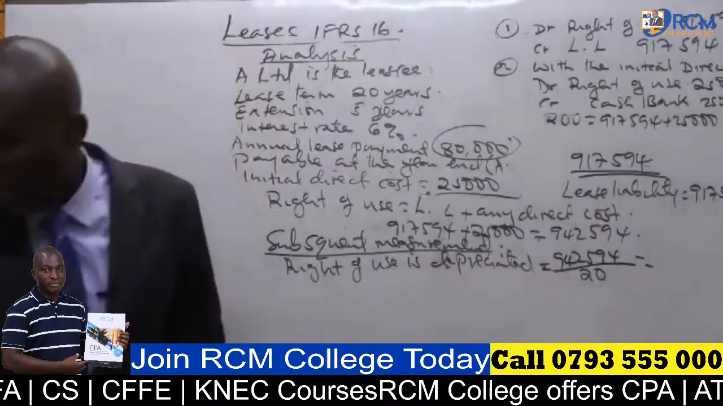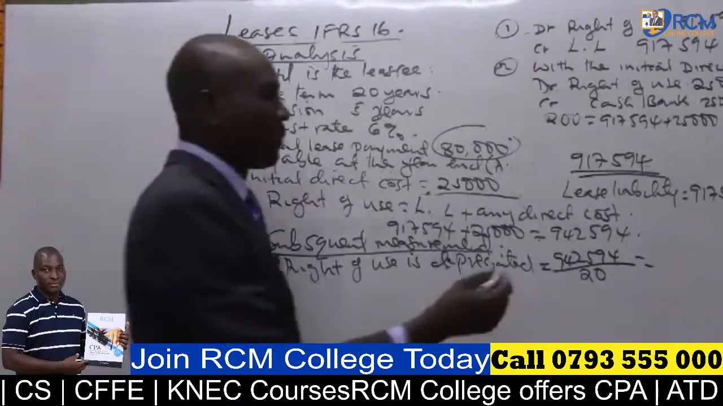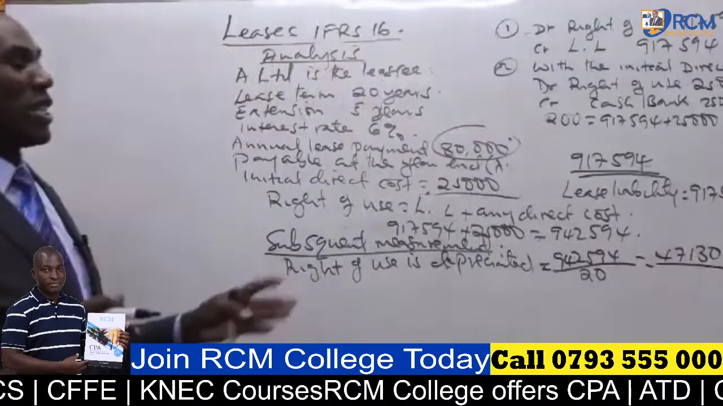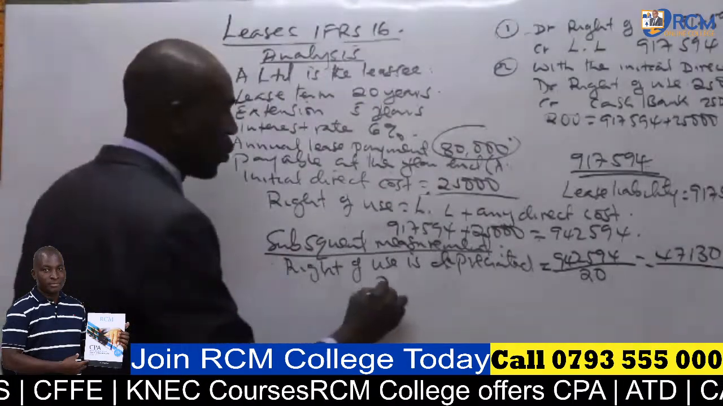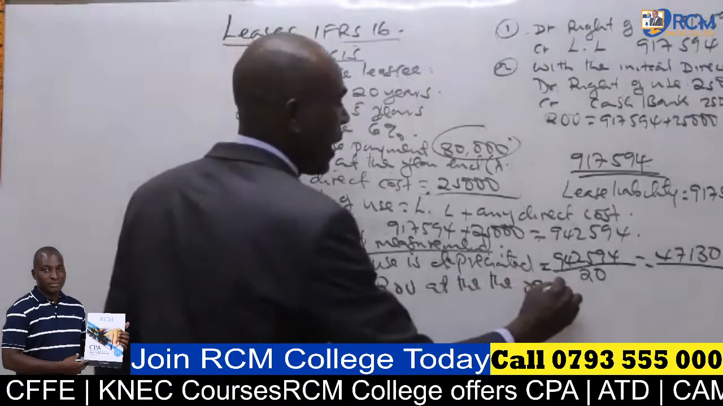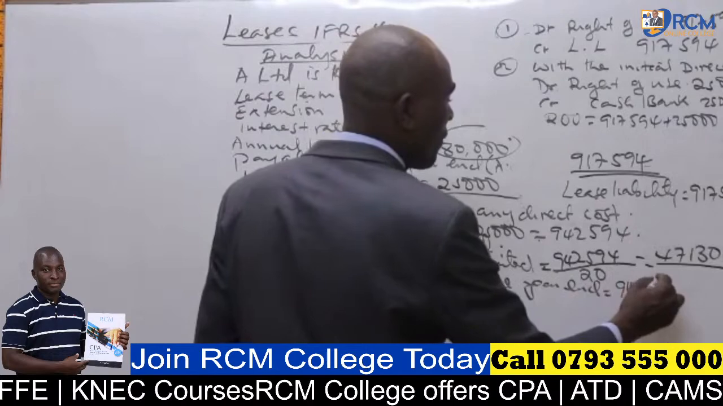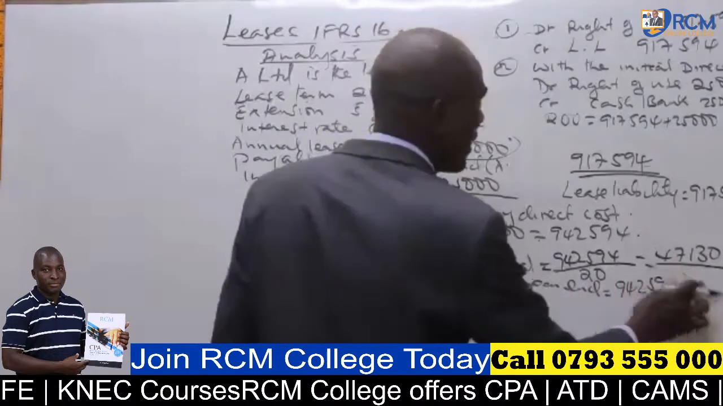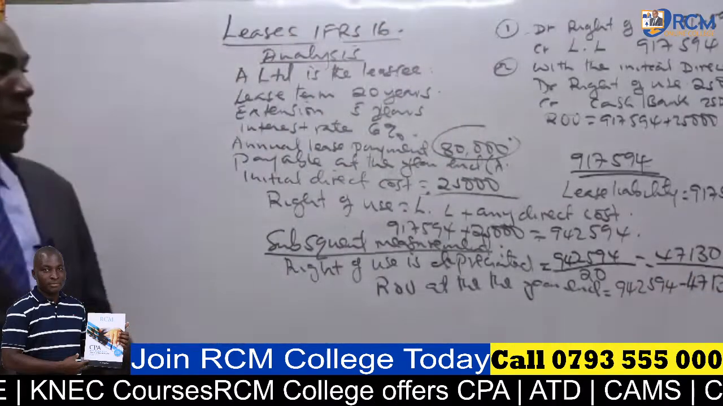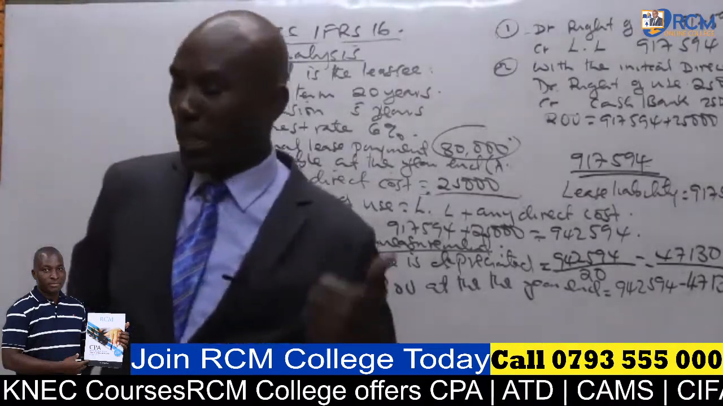Therefore, here you are saying it is 47,130. That is the depreciation we charge to the income statement. Therefore, our ROU at the year end, I will recognize 942,594 minus 47,130. That is at the end of the year, because when you depreciate, you subtract to get the carrying amount.